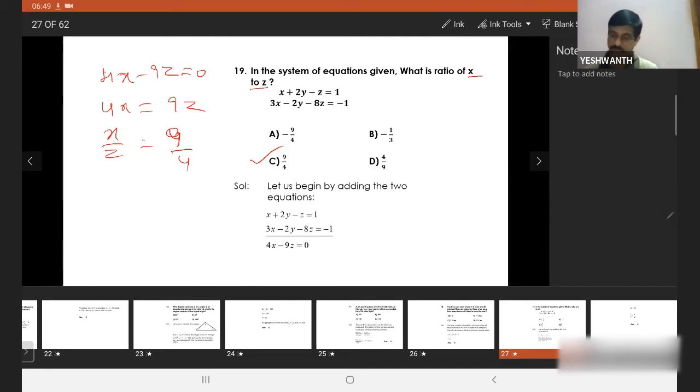So whenever both answers are there, it could be confusing. So if something like that is there, recheck what he has asked. Mathematical language says x to z means x by z. Z to x means z by x. 4 by 9 is z by x, and x by z is 9 by 4. Right, children? We'll go to the next question.